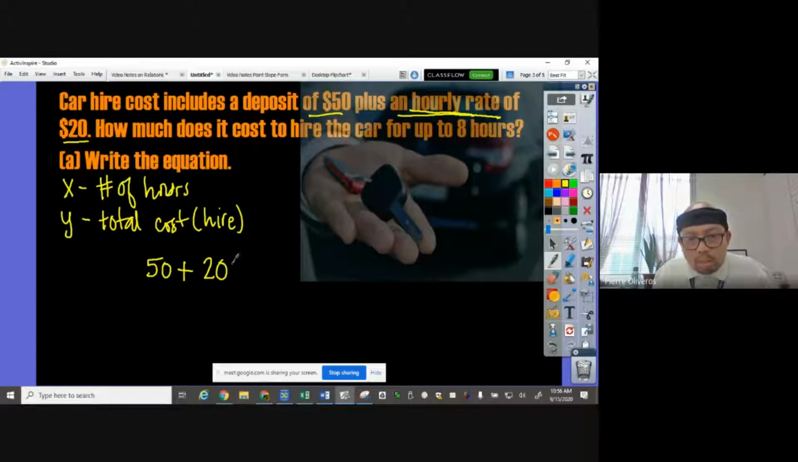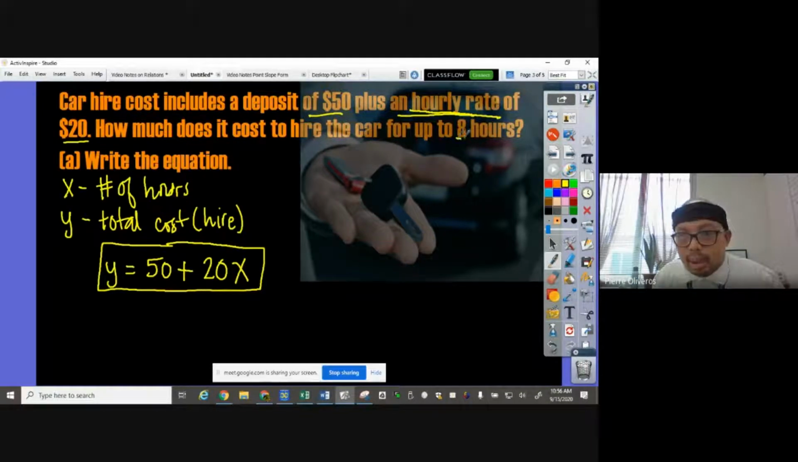That's why you need to put here the number of hours as x. And then that will be the total cost of everything. Let's say we don't count insurance or other perks or anything. We'll just leave it like that. So y is equal to 50 plus 20x, and that will be your equation.